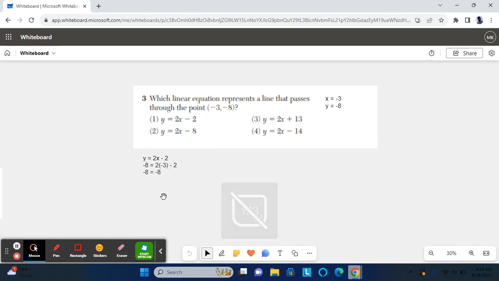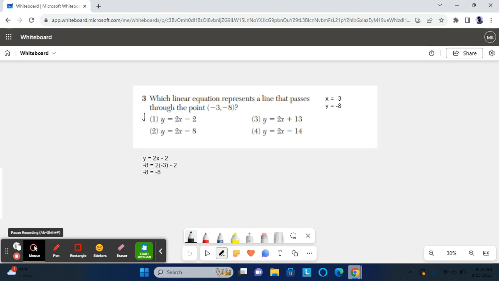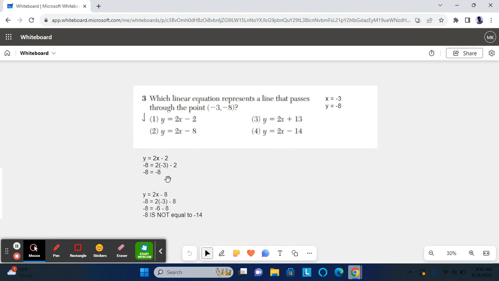Replacing the values does make the expression correct, so 1 is possibly the correct answer. For option 2, it says y equals 2x minus 8, and if you replace the numbers, then you get negative 8 equals negative 14, which is not correct, so 2 is not a correct answer.